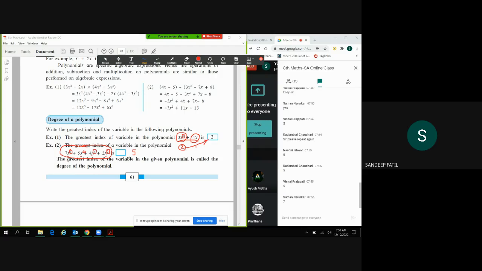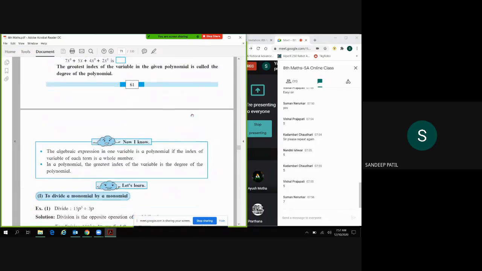We may get confused, and sometimes we get confusion that 7 is the highest constant in this, but that is not the degree of polynomial. We should not get confused with those things. So here the degree of polynomial is the highest index of the variable. Okay, so let's go to the next thing.